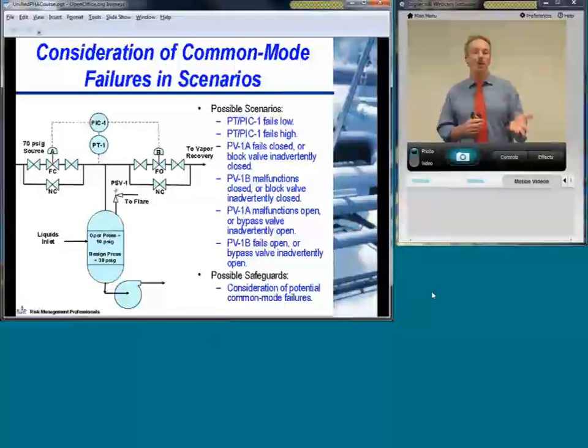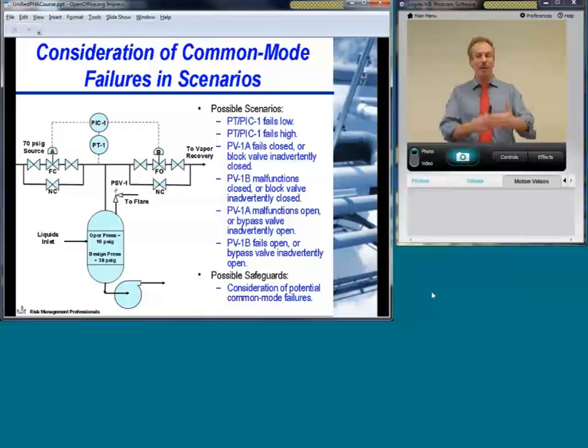You've got, in this case, a single pressure transmitter feeding both the valve coming in and also the valve that relieves the vapors. This is something that a lot of people have looked at, and when they're looking at failures, go like, okay, my inlet valve opens up, what's the impact? And taking credit for the valve on the outlet opening up to relieve pressure.